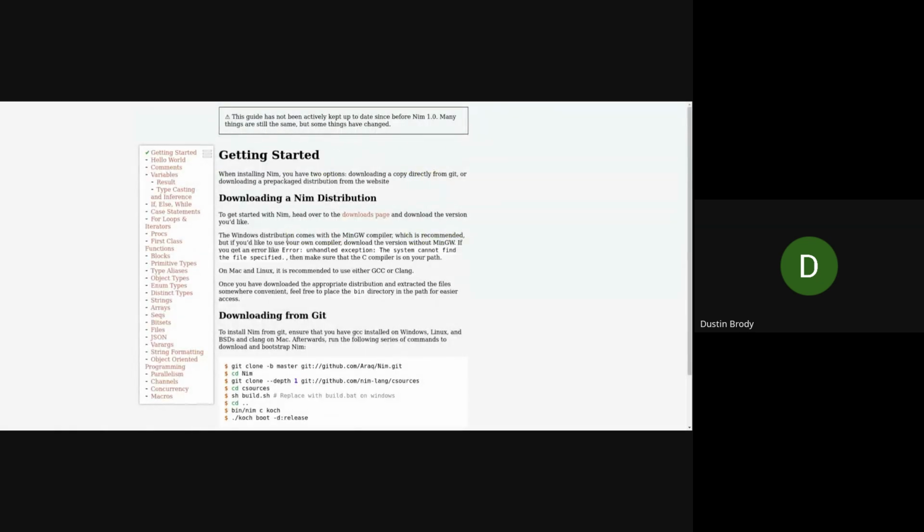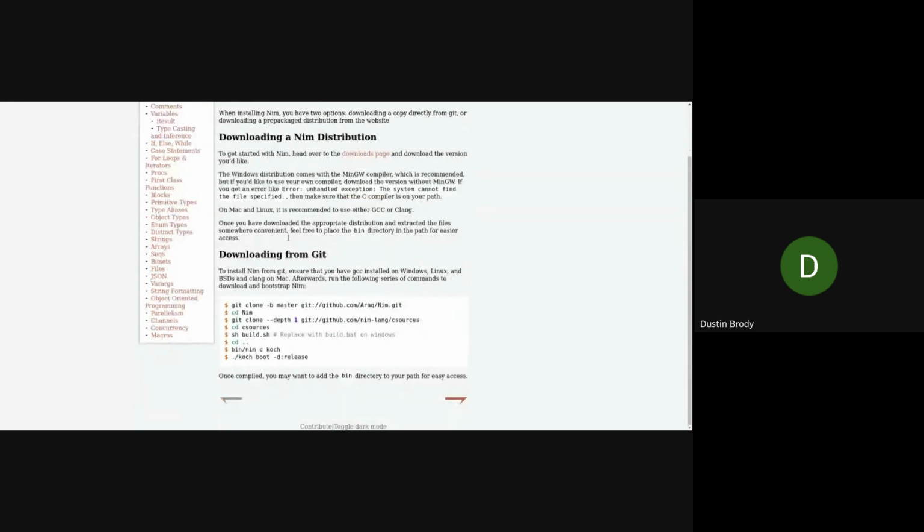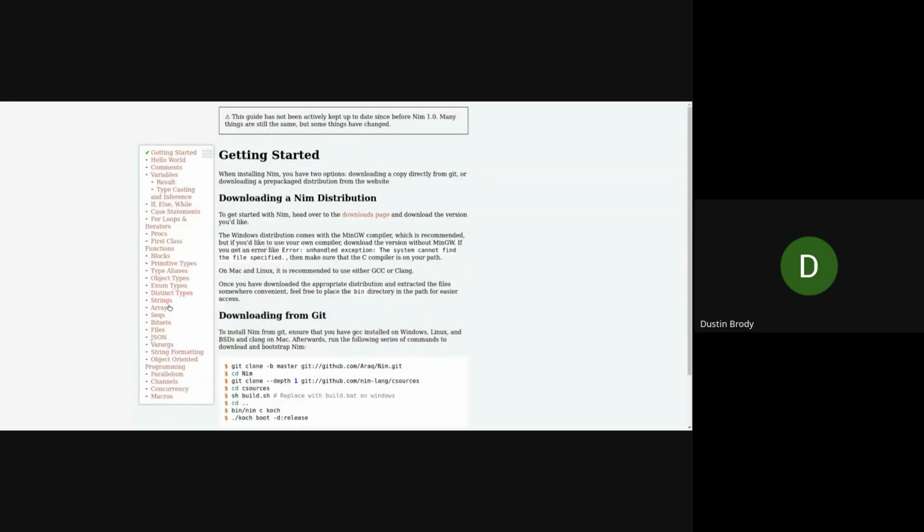The other really good Nim resource is this. This is Nim by Example. This is just to get a sense of how things work. There's also, if people are familiar with Rosetta Stone, if there's a moment.